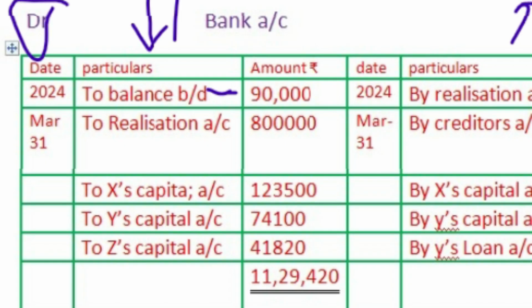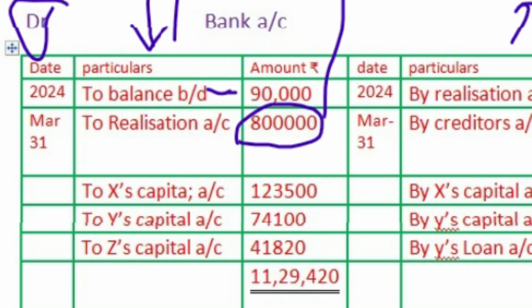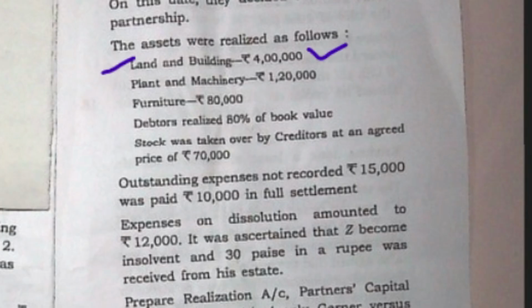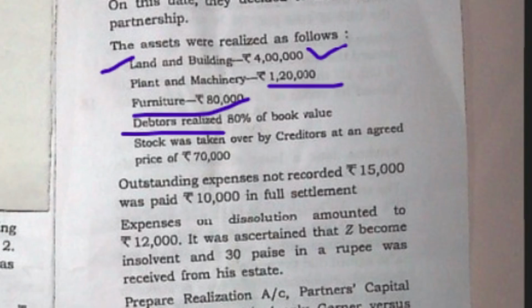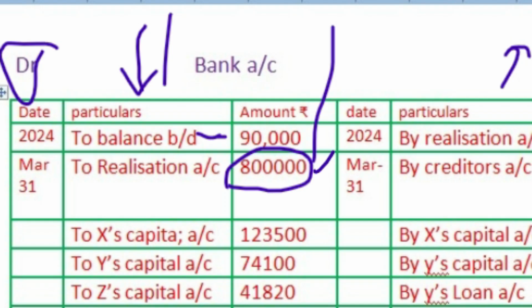Then by realization of assets, the total amount received is 8 lakhs. You know how it is calculated. You see that on realization, land and building 4 lakh plus 1 lakh 20, 5 lakh 20, plus 80, 6 lakh, and debtors realize 2 lakh, 8 lakh. So by selling different assets 8 lakh rupees is received, and it will be recorded on the debit side of the realization account, this 8 lakhs.